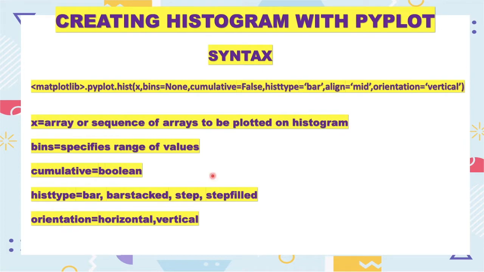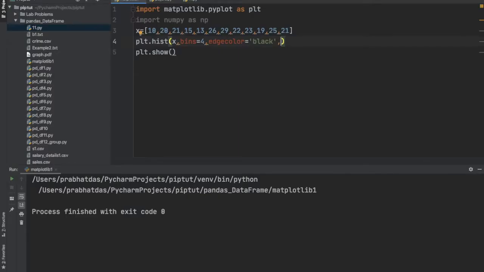These are the following types of histogram that are supported by the hist function. By default the hist type is set to bar. Let us try to explore bar, stacked, step and step filled. In order to get the histogram type, we will use the hist type parameter. As of now, let's say I want a step graph. So I will pass the step parameter.